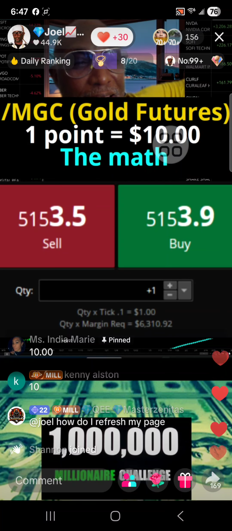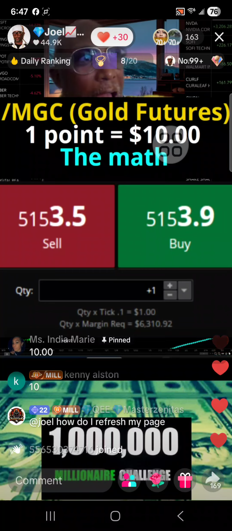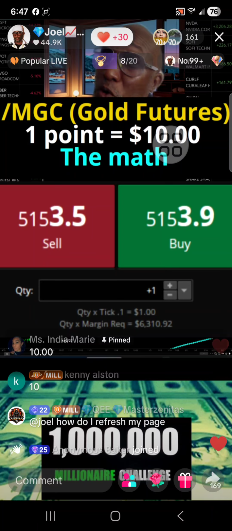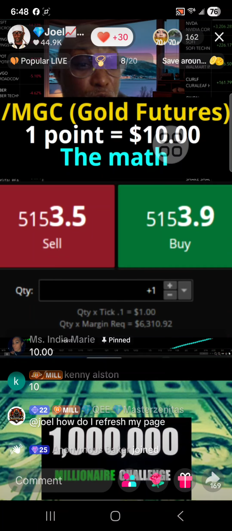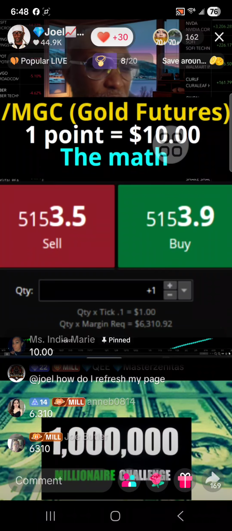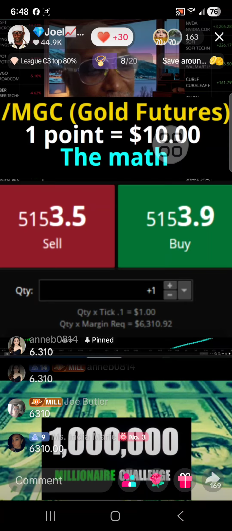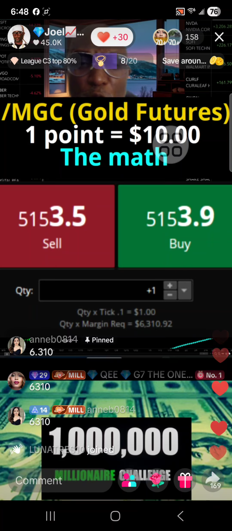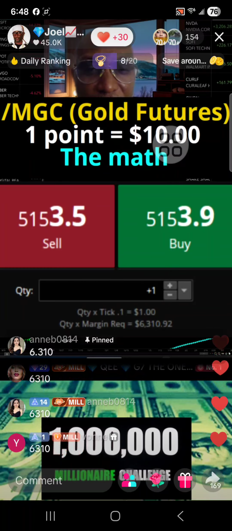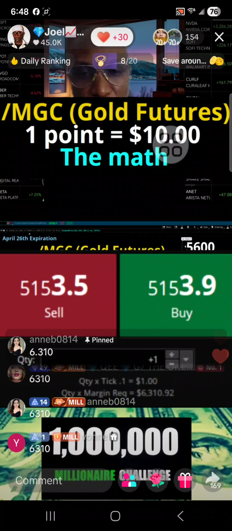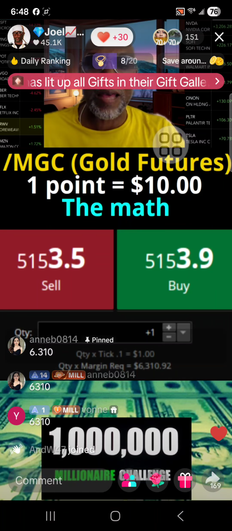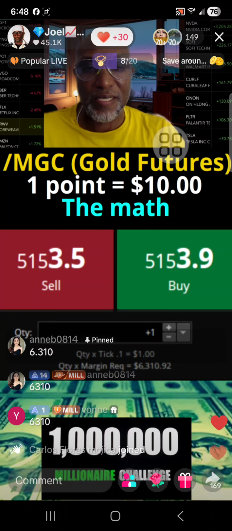How much money do I need in my account to do this? How much money do I need in my account to be able to trade gold where every dollar move I can make $10 for every move? How much money do I need in my account? $63.10. You guys are getting it. That's the margin on Thinkorswim. So we're understanding margin. We're understanding that 1 point is equal to $10. That's the math.